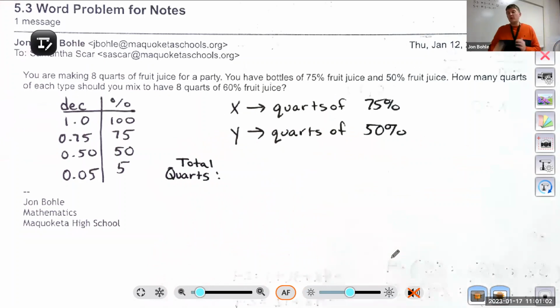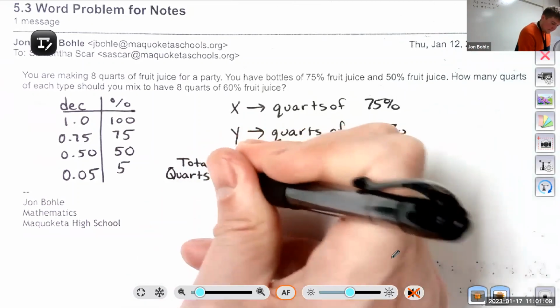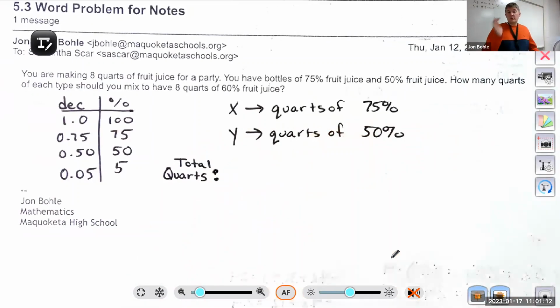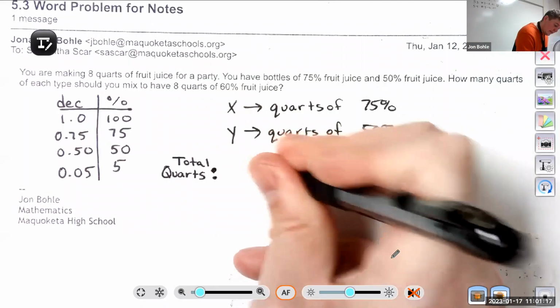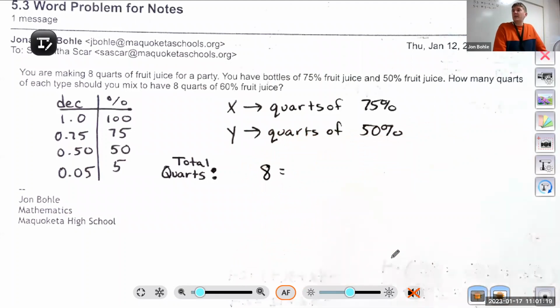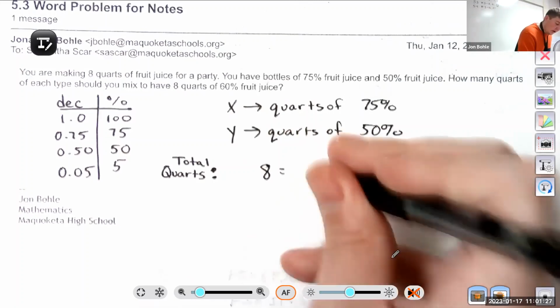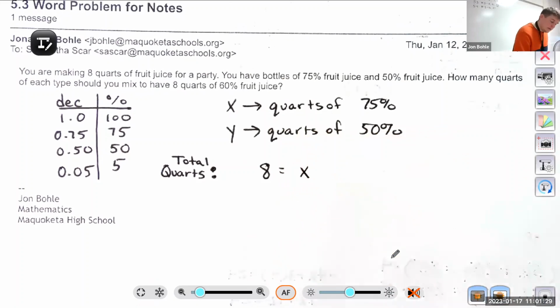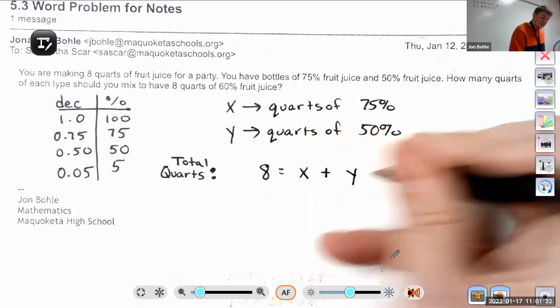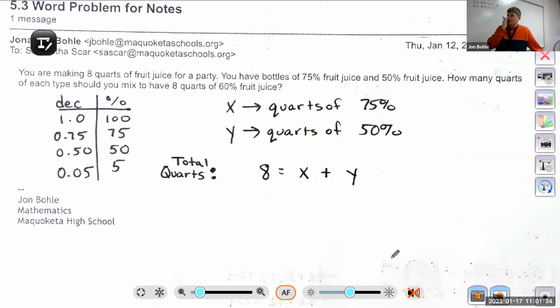All right. The first equation is going to represent my total quarts. How do I represent my total quarts? There's 8 total quarts. And my 8 total quarts is made up of what? 75% and 50% fruit juice. All my 75% quarts plus all my 50% quarts is equal to 8 total quarts. Okay.